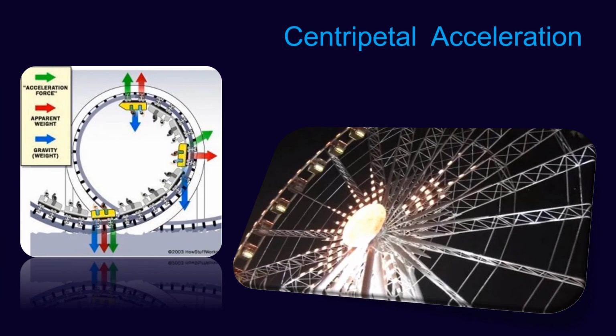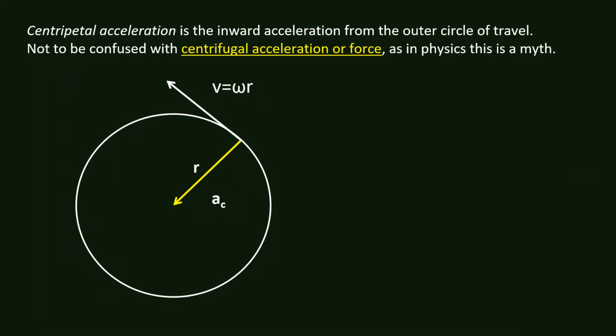Okay, let's move on. Subject: circular motion, centripetal acceleration. Centripetal acceleration is the inward acceleration toward the center of the circle of travel, not to be confused with centrifugal acceleration or centrifugal force. In physics, basically, centrifugal force is a myth. It's not what's really happening. So what they're saying basically is, as something is rotating in a circle, it has this centripetal acceleration right here that is vectoring towards the center of rotation.